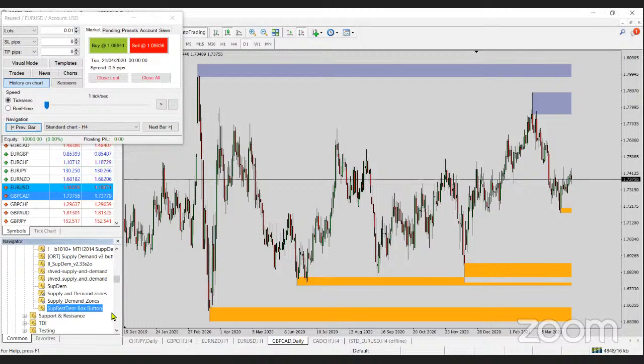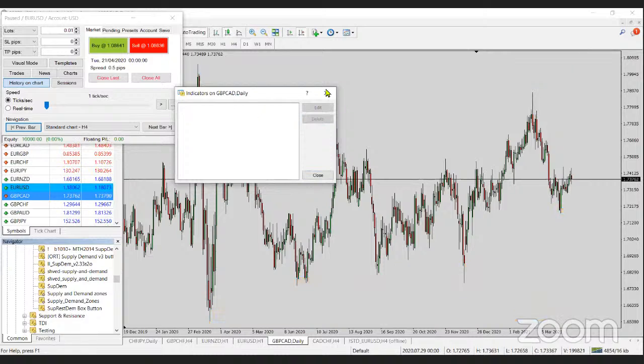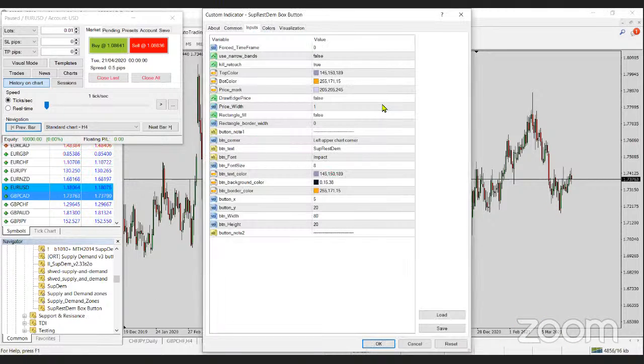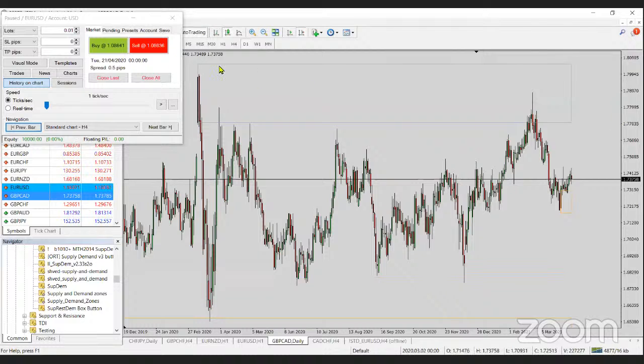What I've shared this time is named the supply and resistance demand zone indicator. Let me go through what it implements. Once you put it on the screen, this is what you can see. First, you have the force time frame setting. At 0, it means whatever time frame you're on, it will use that time frame. Let's say I put 1440, then it will forever show the daily time frame supply and resistance, the box that's been drawn here.